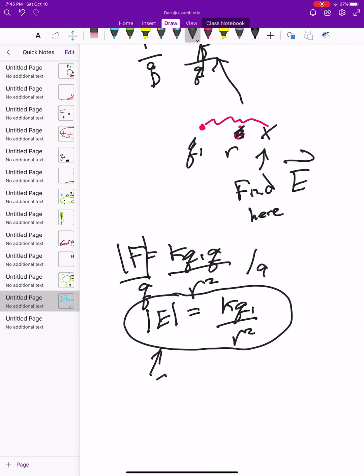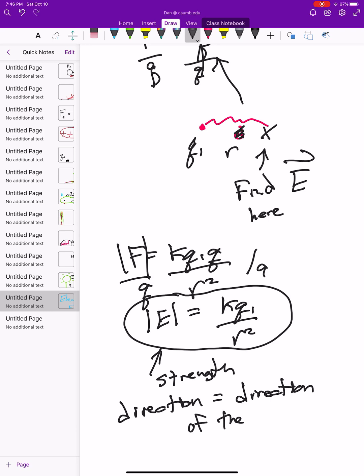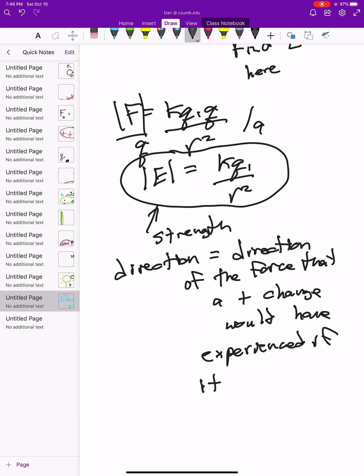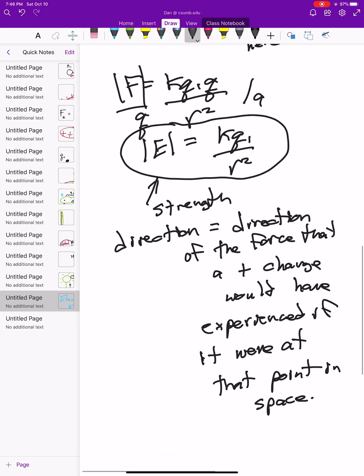And then the direction. So this is the strength of the electric field. The direction of the electric field is equal to the direction of the force that a positive charge would have felt, or would have experienced, if it were at that point in space. So what do I mean by that?